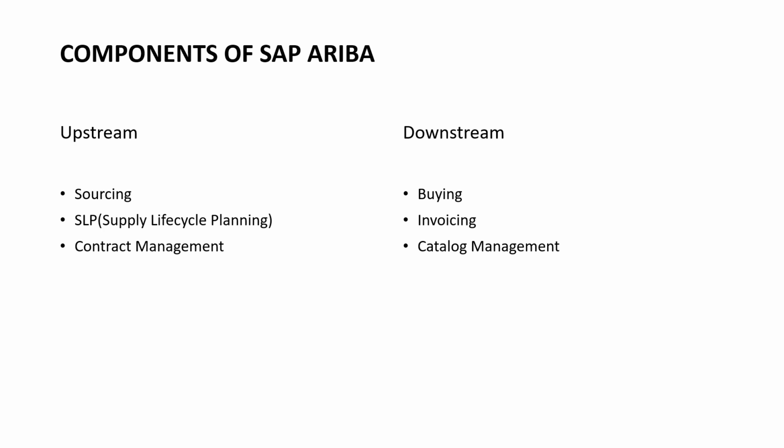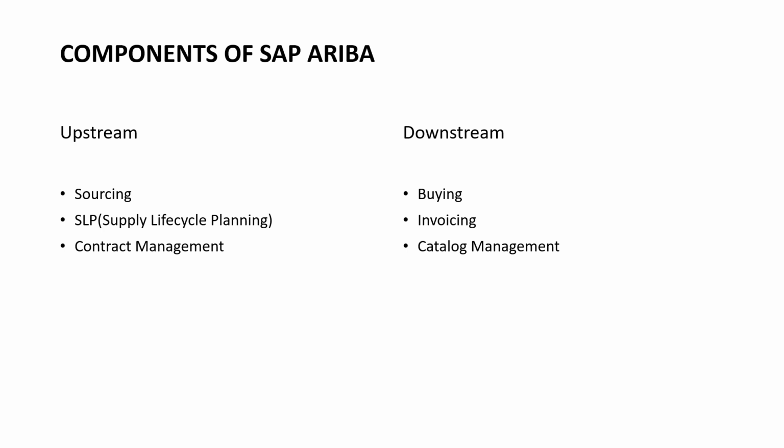In downstream, first is the buying. Buying means SAP Ariba buying used by the buying organization for their procurement process from purchasing to invoicing. And the second module is invoicing. An invoice or bill is the document which records a transaction between buyer and seller.